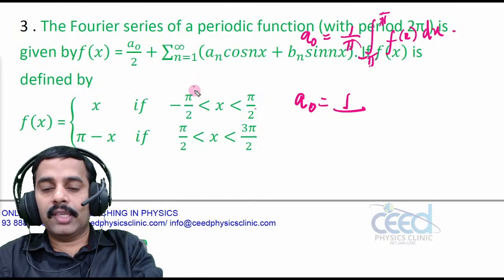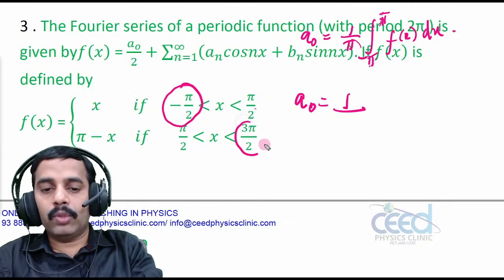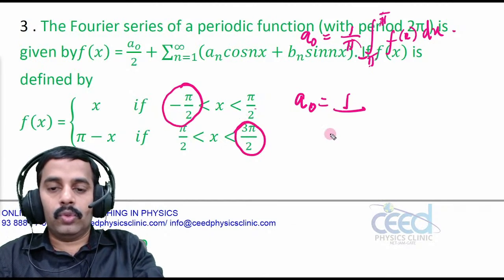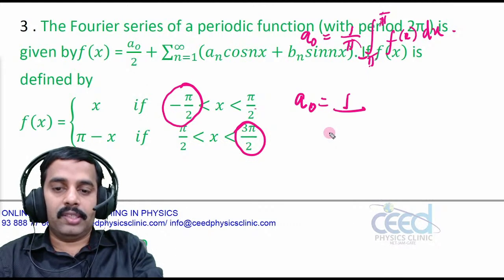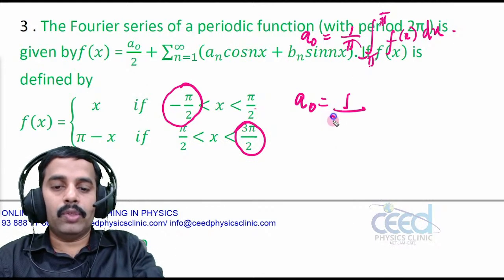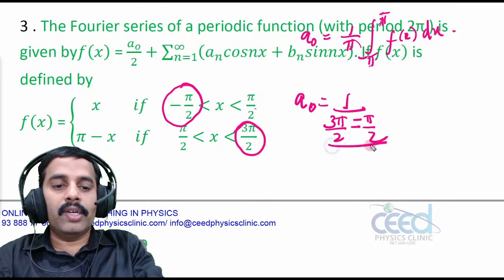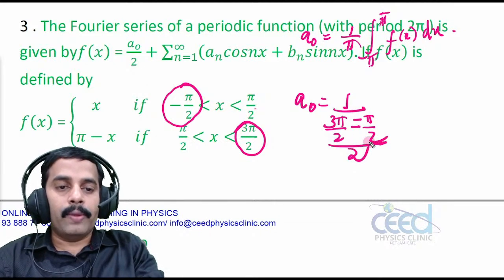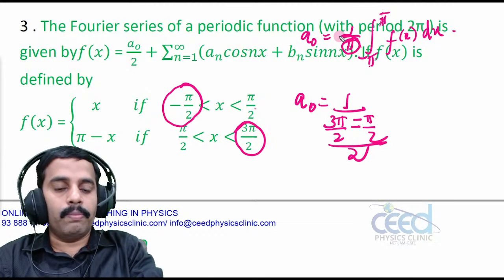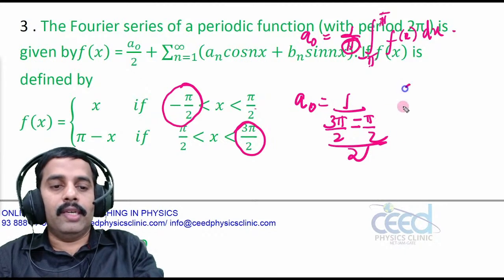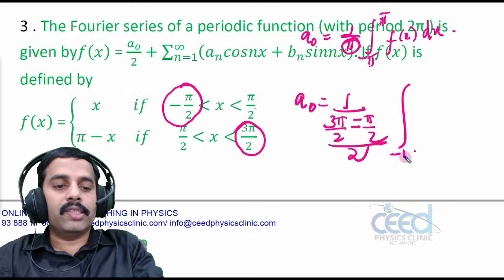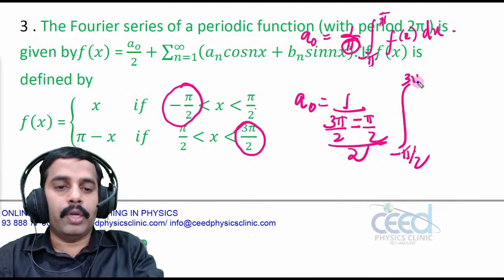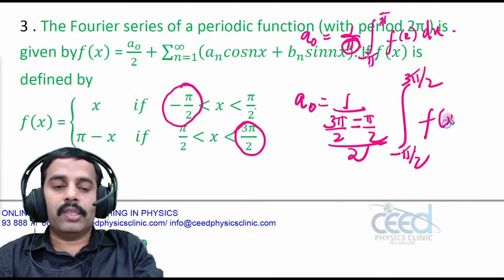What is the width? Here the interval is varying from minus pi by 2 to 3 pi by 2. So what is the difference, right? That is 3 pi by 2 minus minus pi by 2, that is the width, right? And you have to divide it by 2, all right? So that is what corresponds to pi, all right? Integral over this interval, minus pi by 2 to 3 pi by 2, of f of x dx.